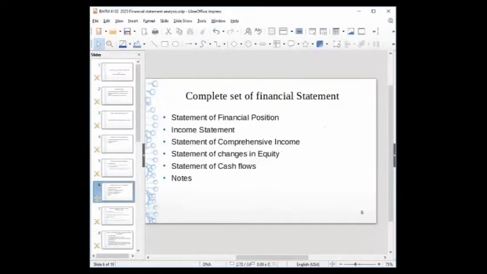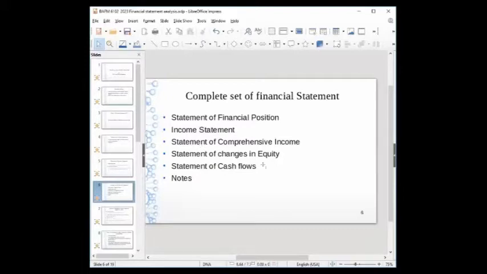I have here a complete set of financial statements. One is the statement of financial position, and this is the balance sheet. The income statement is the statement of performance, and another one is the statement of comprehensive income, which is also the income statement, but the difference is that this includes other items that are not presented here.